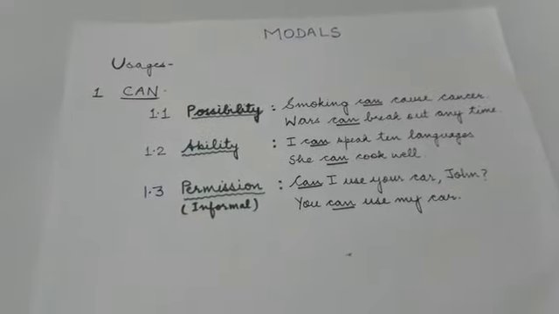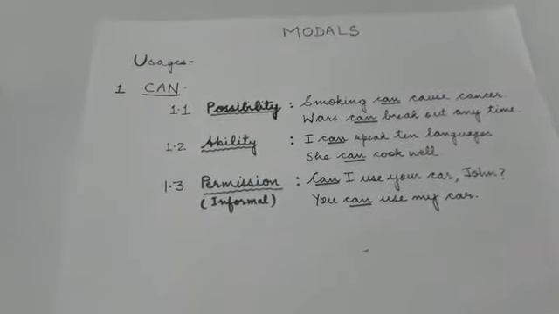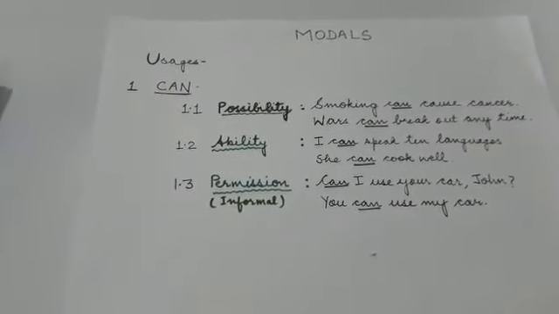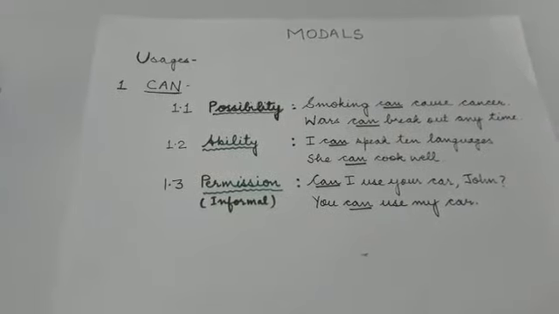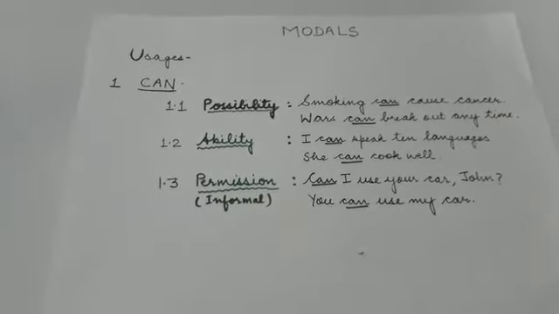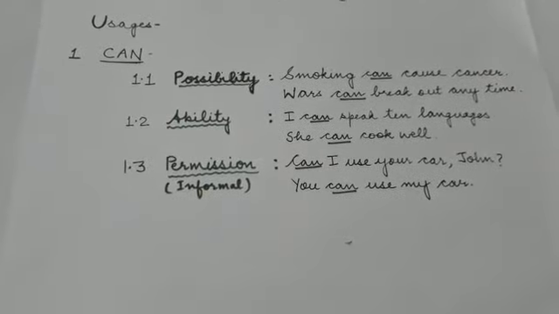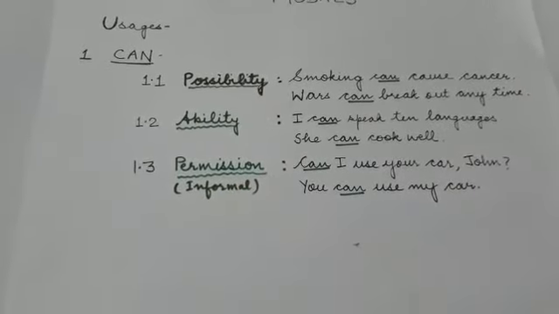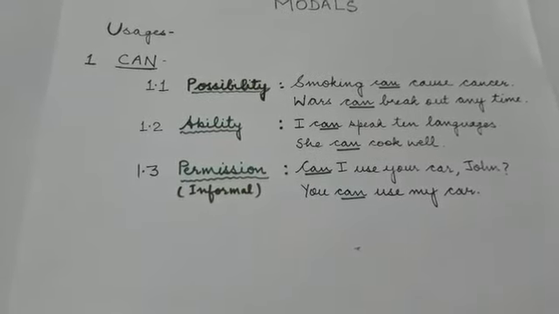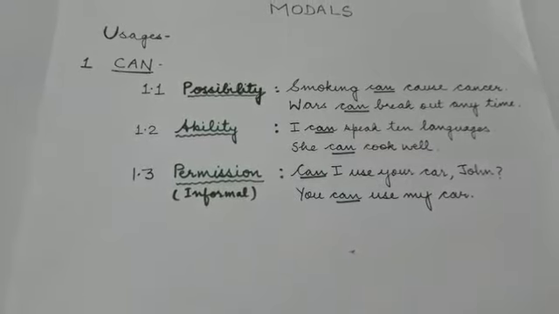Now let's have a look at the usages of the modals. So we'll be talking about usages of these modals one by one. First of all, let's look at the modal can. Can is used to talk about ability, possibility, and to ask for and give permission.